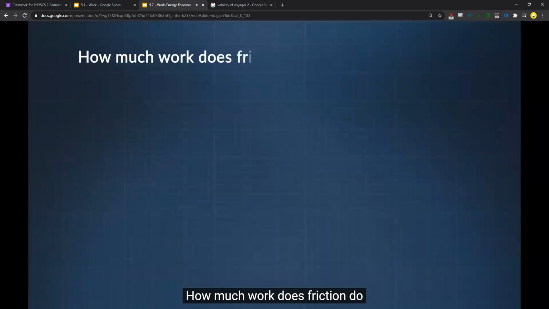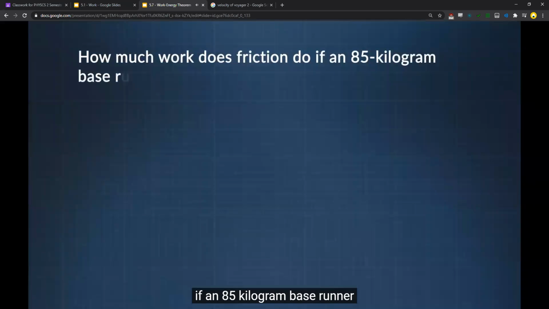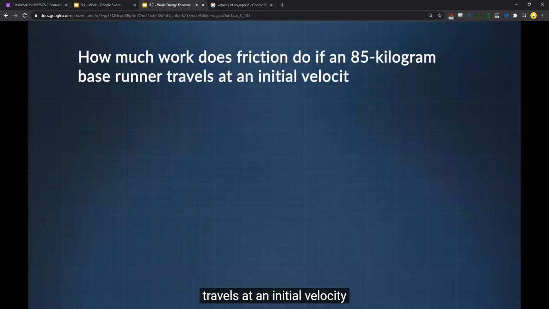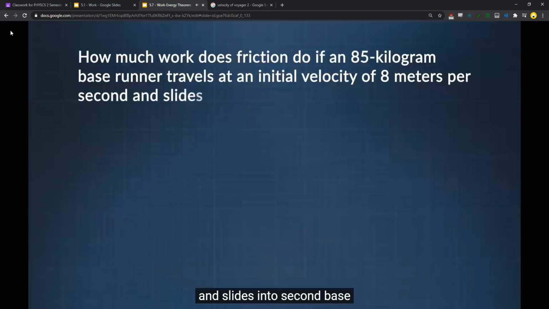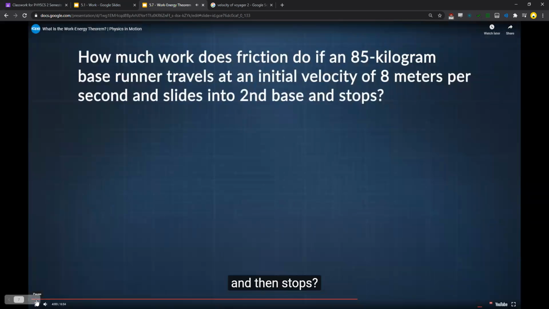How much work does friction do if an 85 kilogram base runner travels at an initial velocity of 8 meters per second and slides into second base and then stops? Give me my notes. We're gonna do this problem together. Notes, let's go.